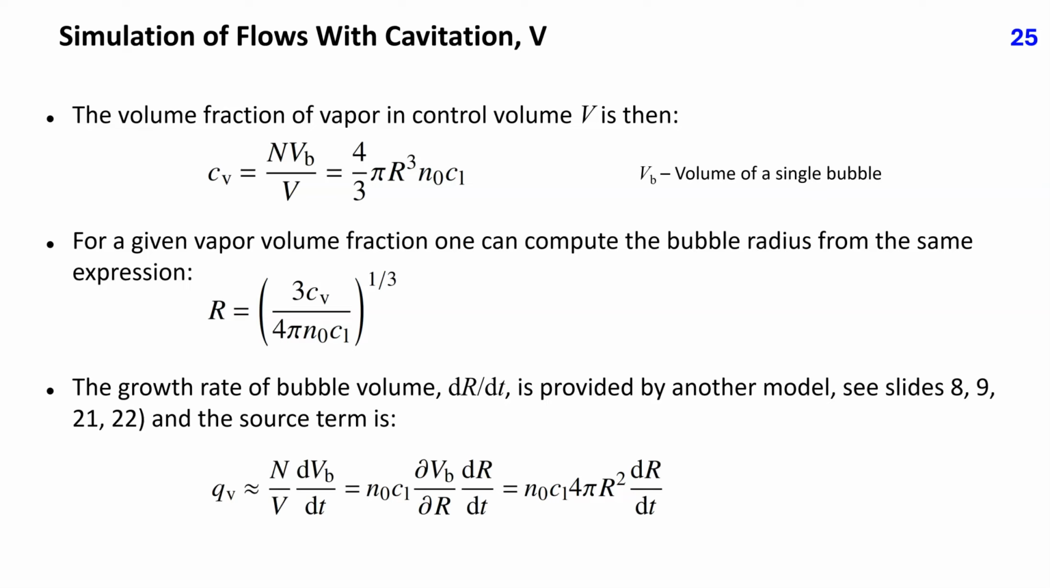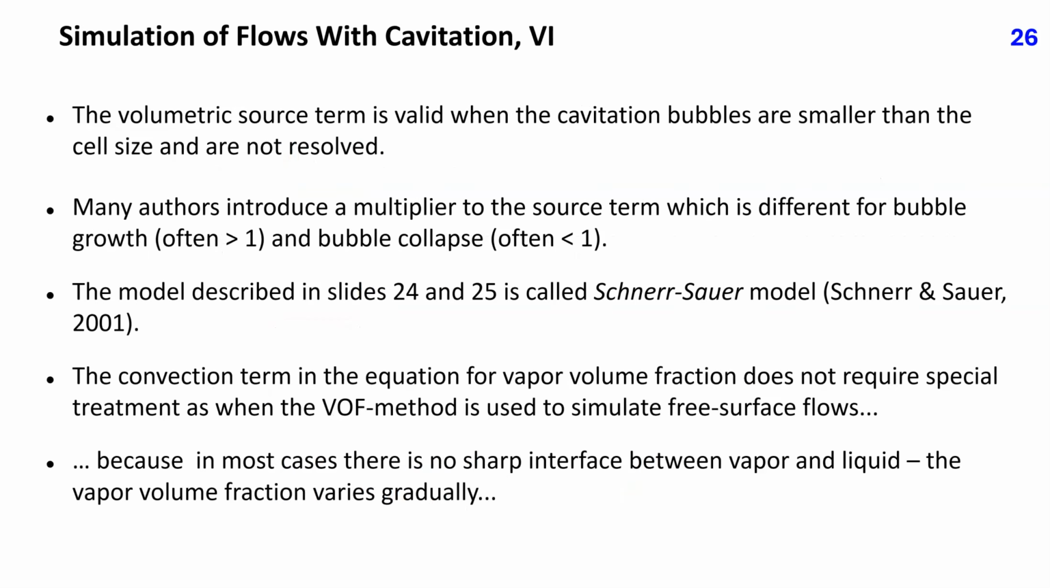This can be achieved using methods described in slides 8, 9, 21 and 22, leading to the following expression for the source term. This nonlinear source term needs to be updated in each outer iteration within a time step. The volumetric source term is valid when the cavitation bubbles are smaller than the cell size and are not resolved. Many authors introduce a multiplier to the source term which is different for bubble growth, often greater than 1, and bubble collapse, often smaller than 1. The model described in slides 24 and 25 is called Schnerr-Sauer model.